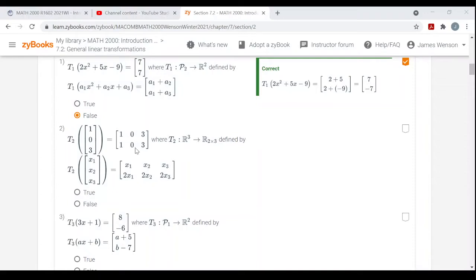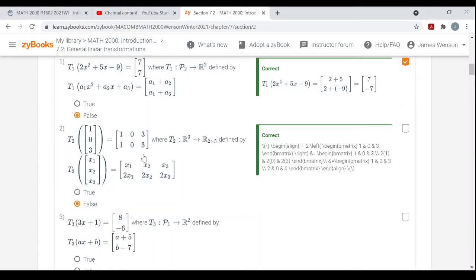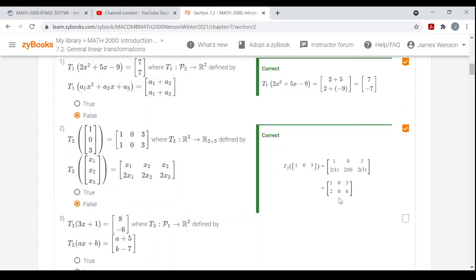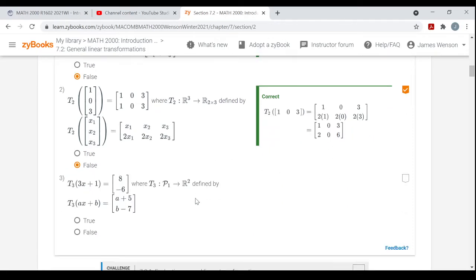And they're saying, hey, it would map to this. No, it wouldn't. The second row would be 2, 0, 6, not 1, 0, 3. All right, and you can look at the last one and try that on your own.